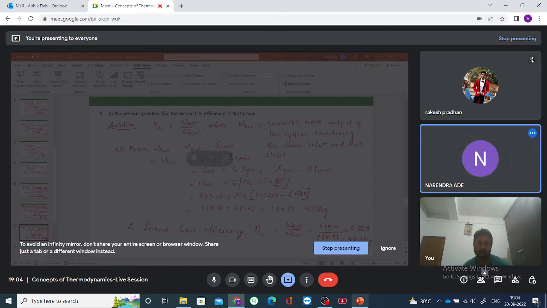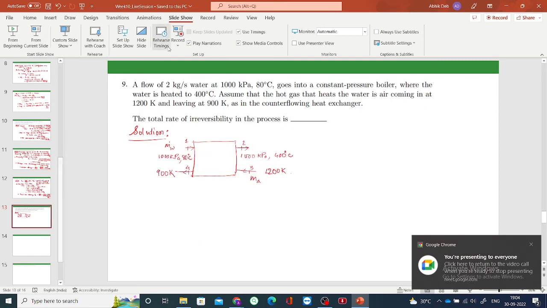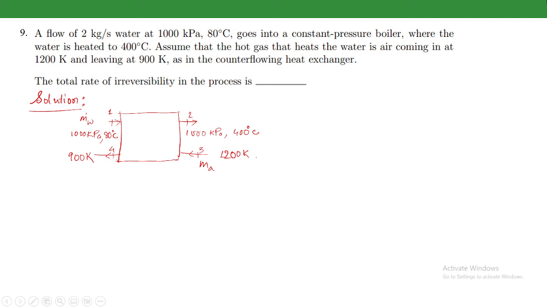Yes, sir. Okay, then let us move on to the next problem. So a flow of 2 kg per second water at 1000 kPa and 80 degrees Celsius. So this is water at 1000 kPa and 80 degrees Celsius. It enters a counter flowing heat exchanger.